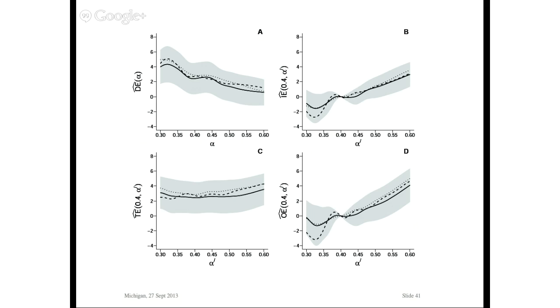But as usual, you worry about your propensity score model and whether or not you've selected the right set of covariates. So we also have been looking at what if we change the covariates that we put into the model. And this is just showing you a sensitivity analysis with a slightly different propensity score model, again suggesting the results are fairly robust.